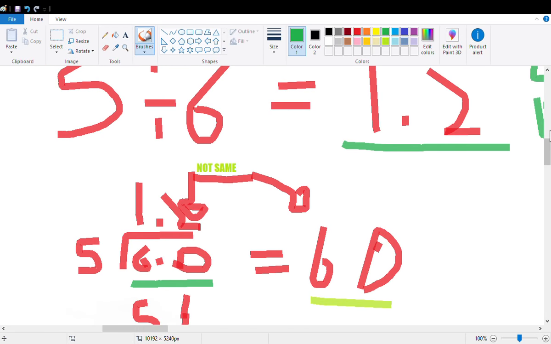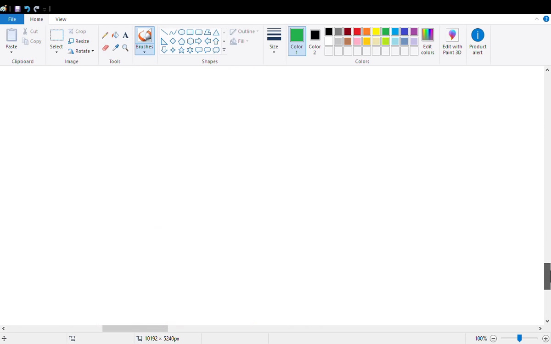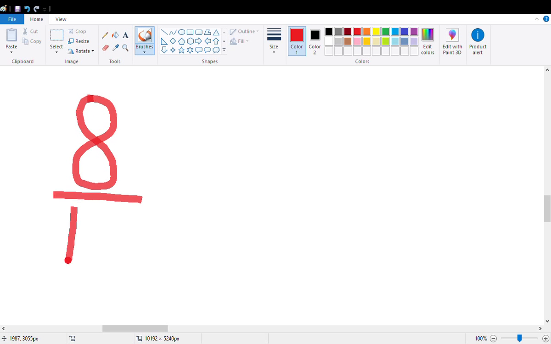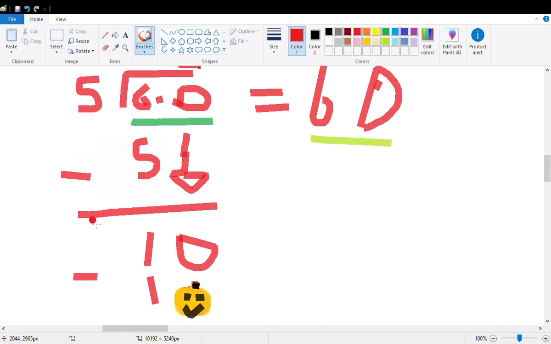Okay, let's look at another example. Let's say you want to convert 8 with the number 10, and you want to convert this into a fraction.